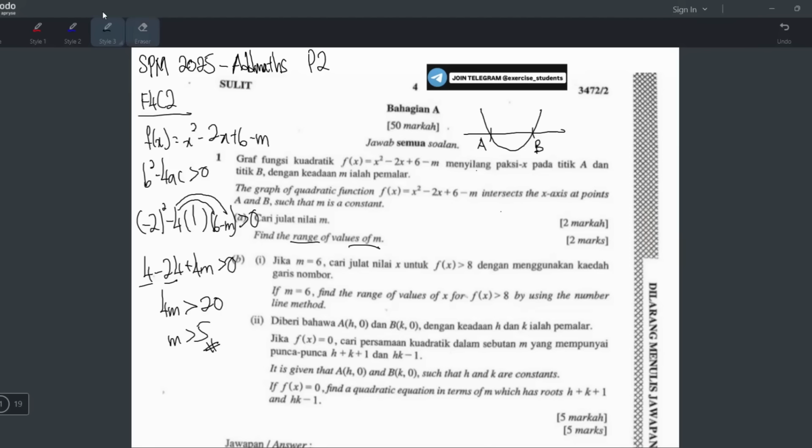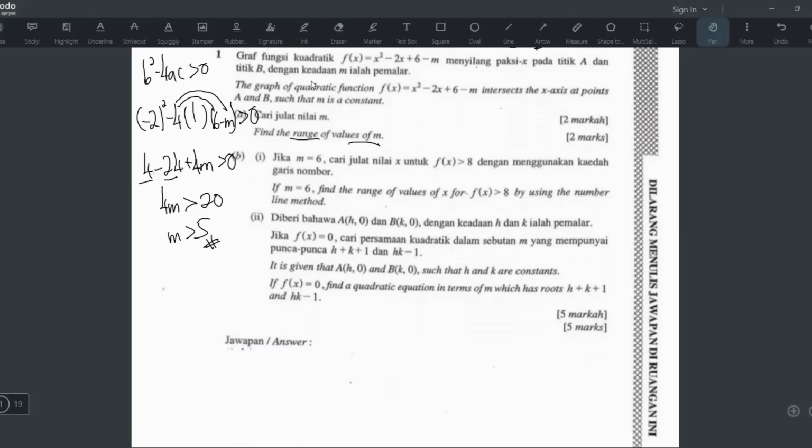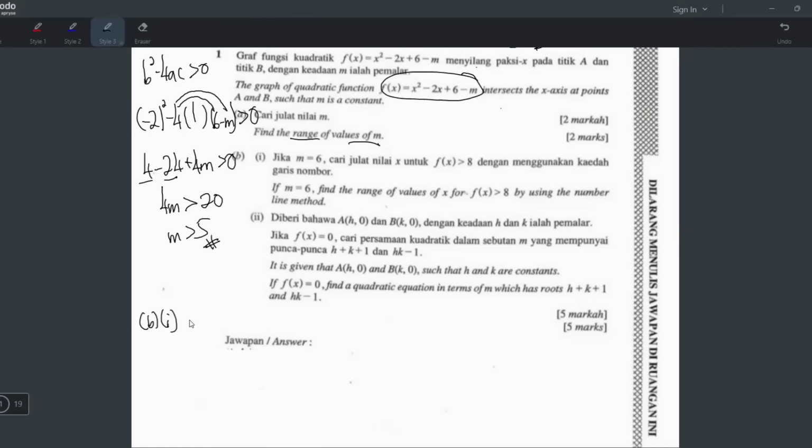Okay. Alright. Let me scroll down and do B. Okay, B, if m equals to 6, oh, this changes everything. Because if they give you the value of m, you actually have a complete function already, right? So I think I will immediately put in the m equals 6 inside.